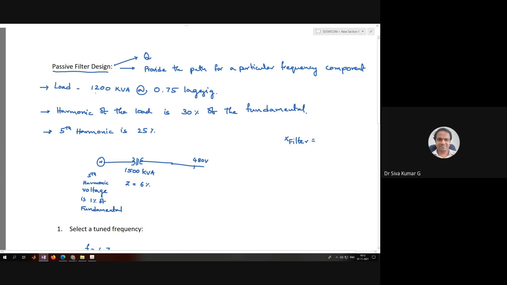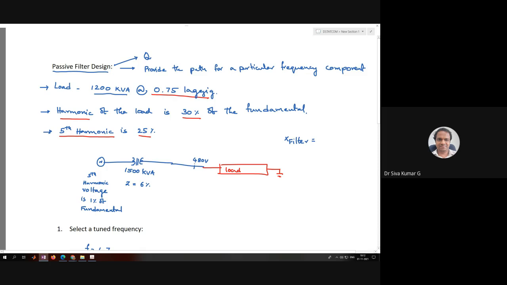The load is 1200 kVA, with a 0.75 lagging power factor, for a distribution system. The load has been connected over here. And this particular load is drawing about 30 percent harmonic content. The harmonic of the load is 30 percent of the fundamental current. In this 30 percent of the load current, the predominant frequency is the fifth harmonic, which is 25%. Okay.